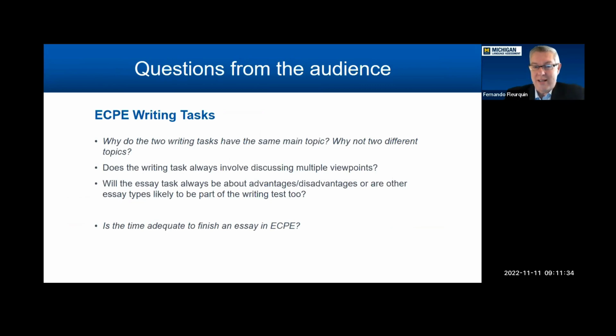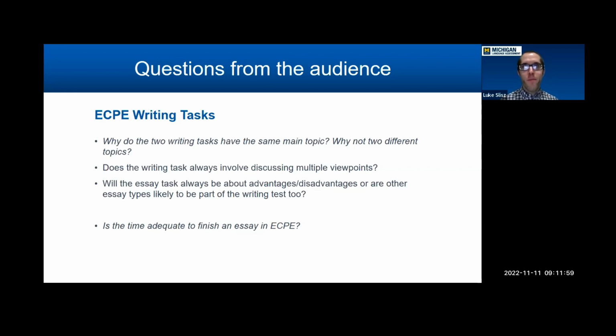So some more questions from the audience then. Why do the two writing tasks have the same topic? Why not two different topics? That's an excellent question. The two topics are actually similar, but they're not exactly the same. And the reason that they are similar is because the sources that go with both of the tasks have to be able to relate to both of those tasks, and they have to have information that the test taker can use to respond to both of the questions and the tasks.